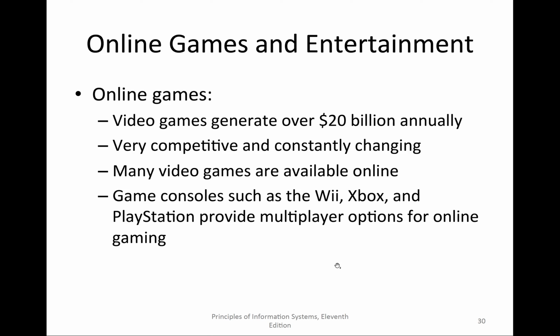Many video games are available online. You can download them via Steam, you can purchase them. Then game consoles such as the Wii, Xbox, and PlayStation provide multiplayer options for online gaming. With the first two or first three versions of PlayStation, you used to buy CDs like DVDs and play them, but now you don't have to physically buy the product, you can digitally buy it and use it. And it also shows the change from physical to digital within online games and entertainment, like we are facing in every other sector or industry.